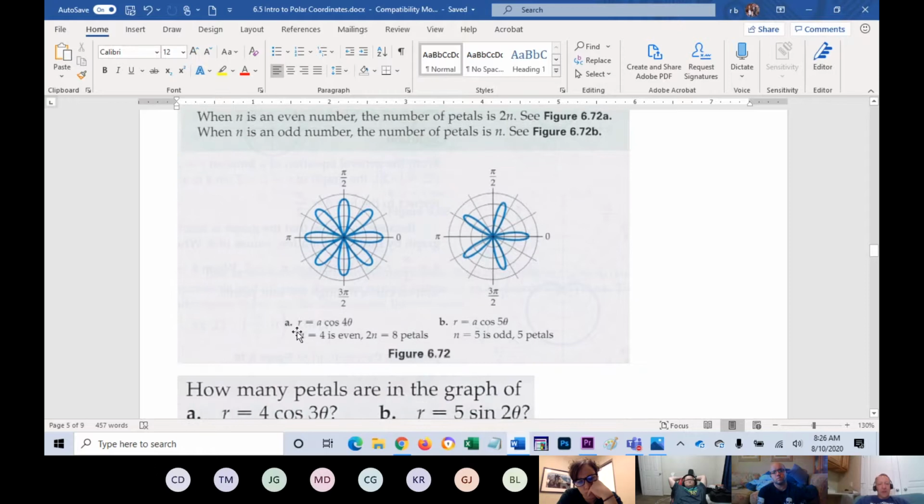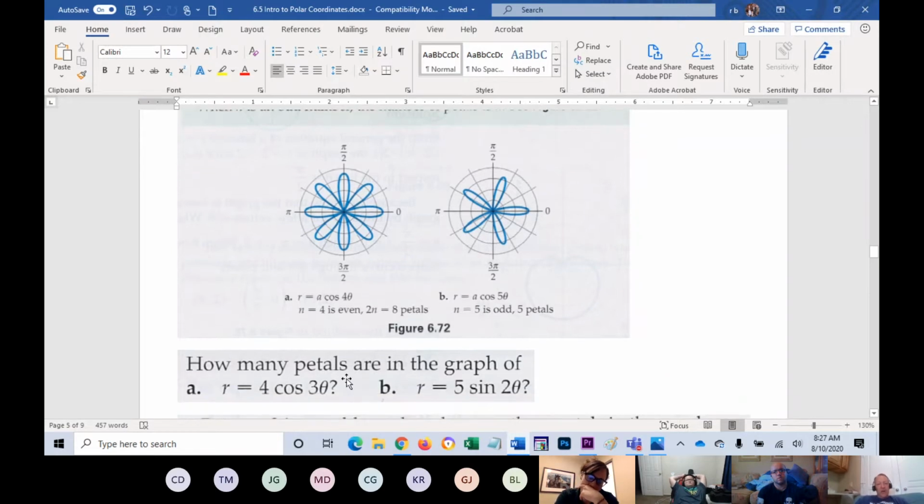So some examples here, if n is 4, then you're going to have 8 petals, okay? And so if you're drawing these, I think you're going to draw them like this. This is where the spirograph comes in because it's pretty cool. Anyway, if n is odd, like 5, then you're just going to have 5 petals. So you're going to go something like this, and that will be your rose petals.